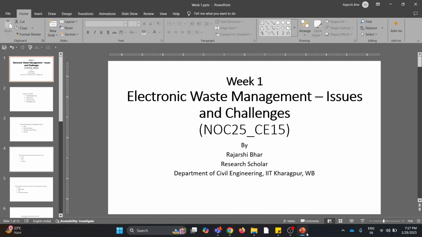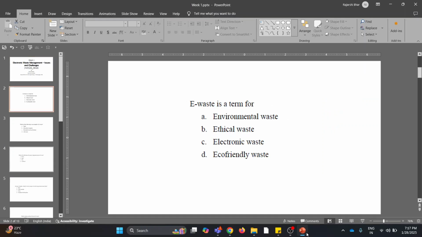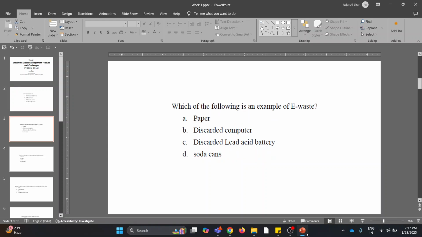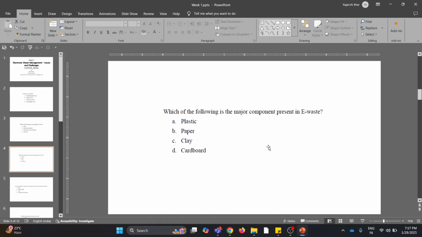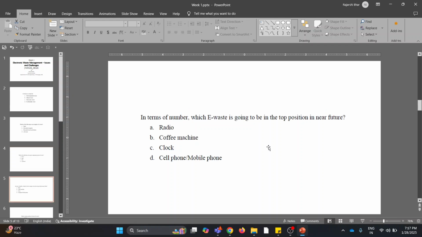Fine. So coming back to the questions. The first question was: e-waste is a term for electronic waste, obviously. Then, which of the following is an example of e-waste? This was interesting because a discarded computer is e-waste, and not a discarded lead acid battery, which is a hazardous waste. Then, which of the following is the major component present in e-waste? It is plastic. Then, in terms of the number of units, cell phones or mobile phones are what is generated most in terms of waste generation.